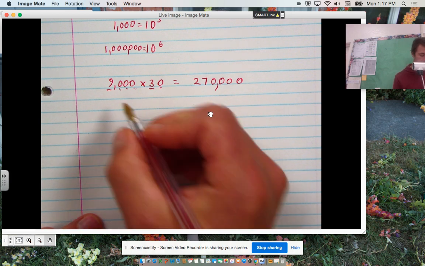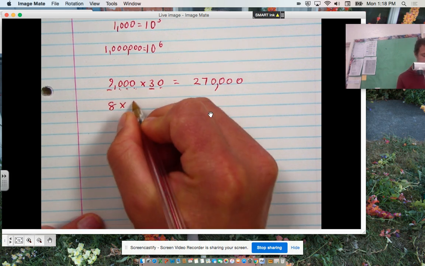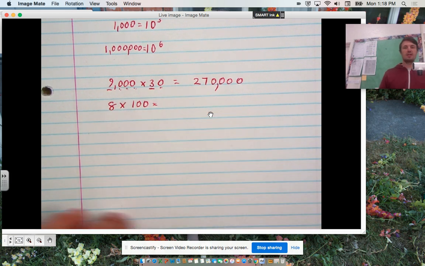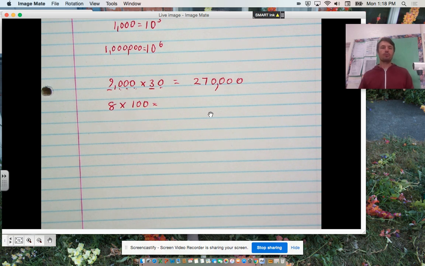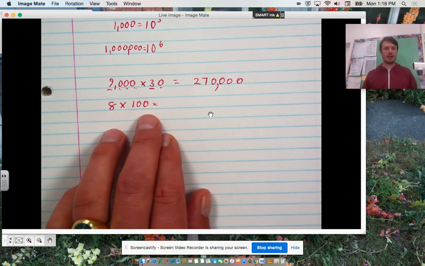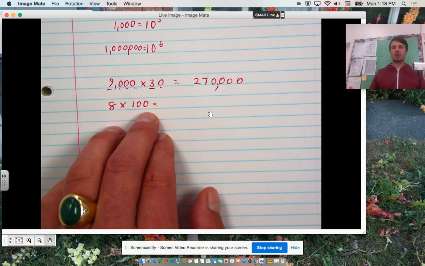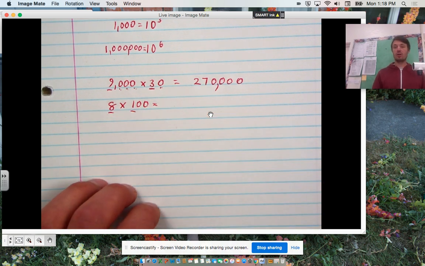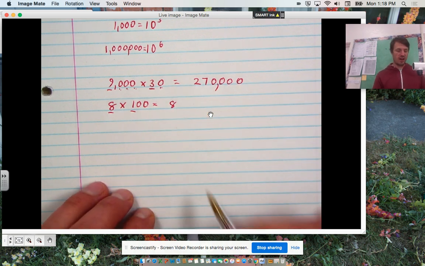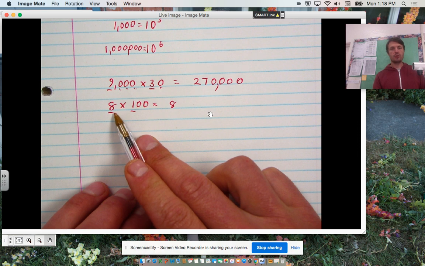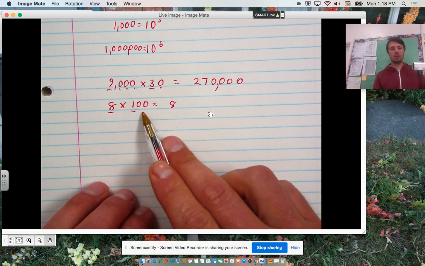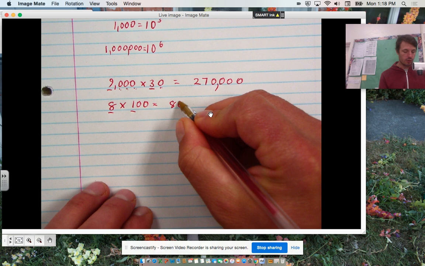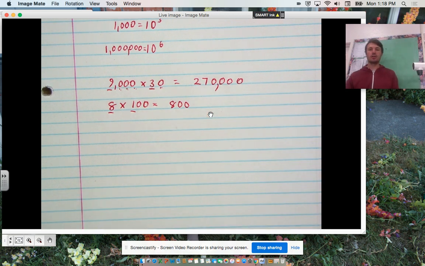Let's do another example together. Let's say we have 8 times 100. This is an even easier example. You don't have to worry about 8 times 100 and trying to solve that. All you have to do is worry about the 8 and the 1. And you know 8 times 1 is 8. There's 2 zeros in both factors. There's no zeros in this factor, and there's 2 in this factor, 1, 2. So we put 2 zeros in the product. So 8 times 100 is 800.